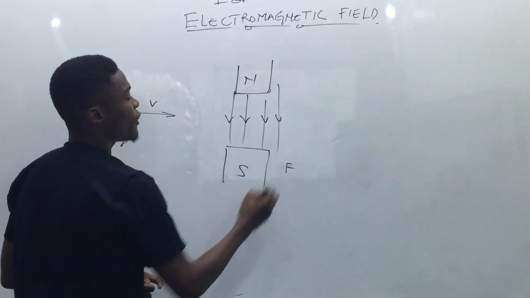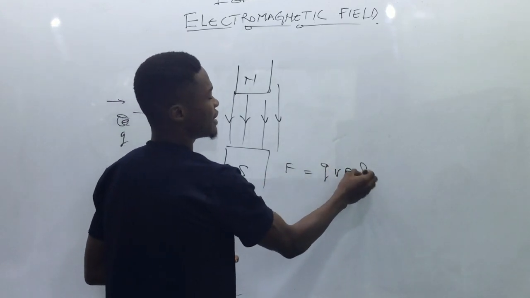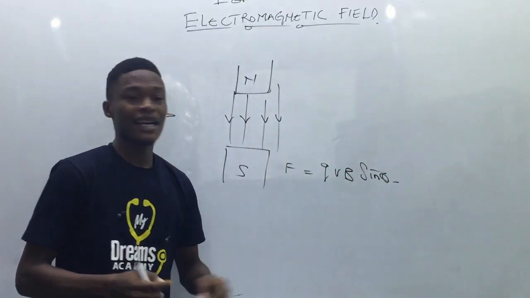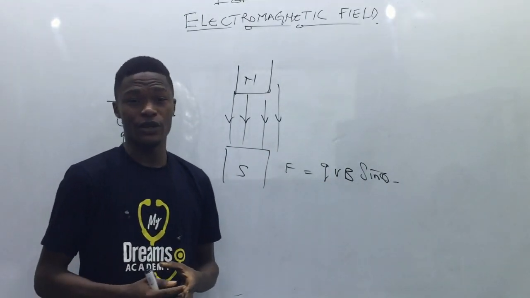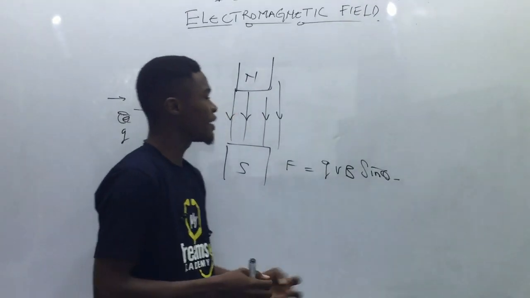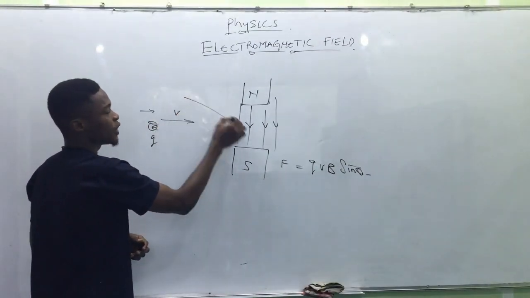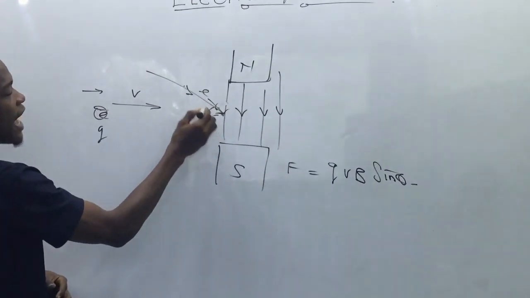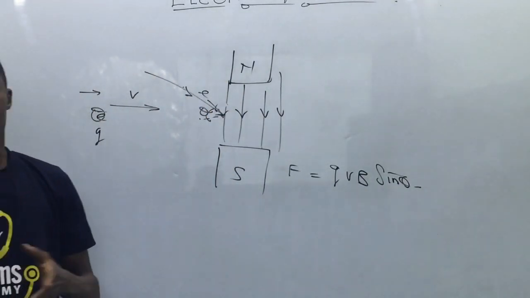Now, if we call that force F, that force has a magnitude F equals QVB sine theta. What does Q represent? Q represents the magnitude of the charge. V represents the velocity at which it is projected into the field, and B represents the magnetic field strength. Theta represents the angle which the charge makes with the magnetic lines of force. Let's assume it was projected at a particular angle. This is the angle theta, the angle between the charge and the magnetic lines of force.